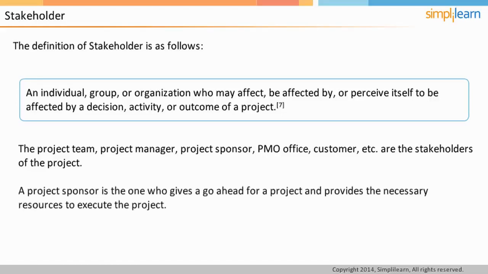A project sponsor is the one who gives a go-ahead for a project and provides the necessary resources to execute the project. Therefore, the head of projects in the organization who provides a green signal to start a project and allocates required resources to the project is the project sponsor. A project sponsor is usually somebody placed high up in the organizational hierarchy of the performing organization, that is, the organization in which the work of the project is being carried out. In the next screen, let us look at stakeholder management.